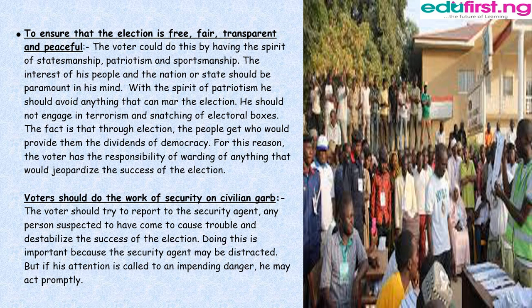The next is that voters should do the work of security on civilian ground. The voter should try to report to the security agent any person suspected to have come to cause trouble and destabilize the success of the election. Doing this is important because the security agents may be distracted at that time. But if his attention is called to an impending danger, he may act promptly.